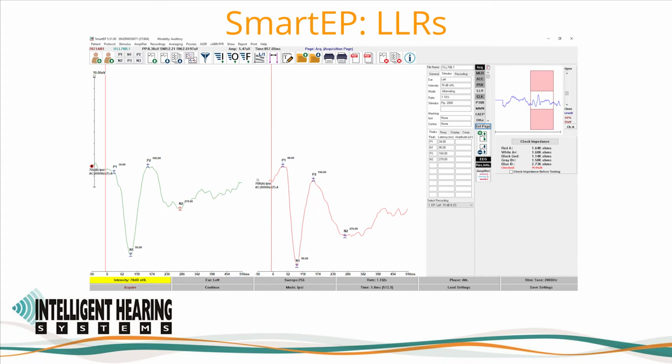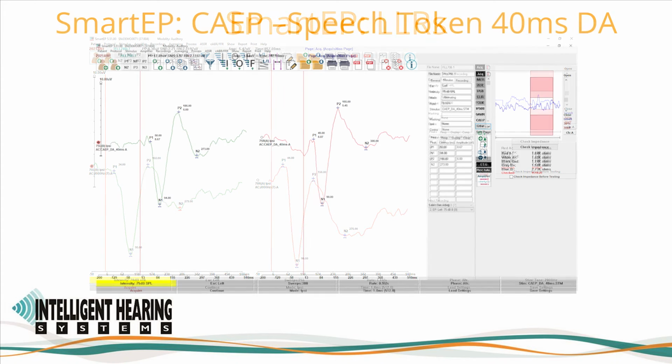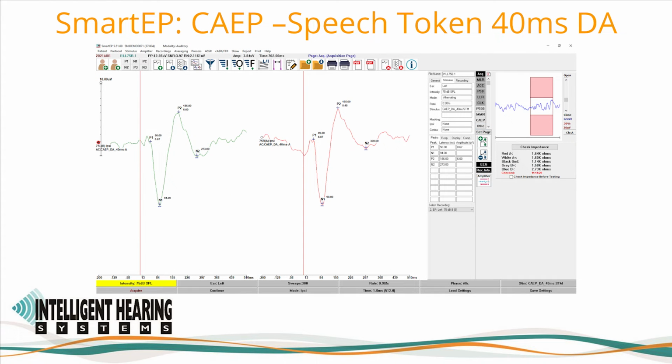Here is a CAEP LLR response to a 2000 Hz stimulus presented via air conduction insert earphones at 70 dB NHL. Here is an example of a CAEP LLR response to a 40 millisecond DA speech token stimulus presented via air conduction insert earphones at 75 dB SPL.